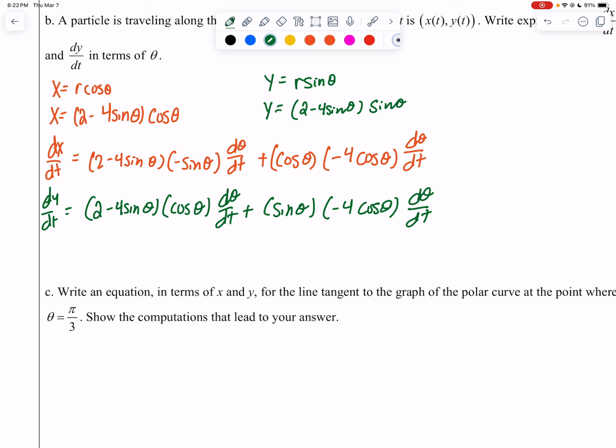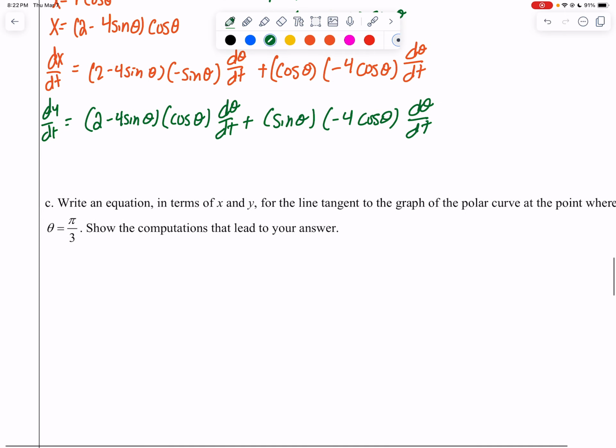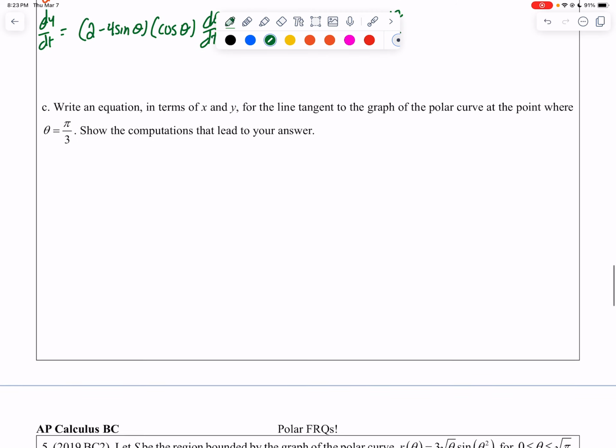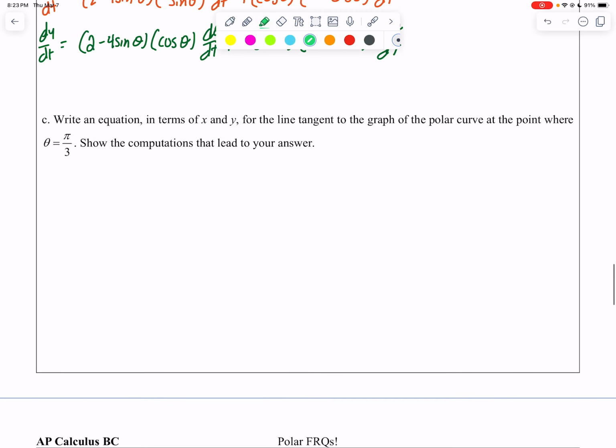All right, so let's look at part C. We want to write an equation in terms of x and y for the tangent line to the graph of the polar curve at the point where theta is equal to pi over 3. And we want to show the computations that lead to our answer. So here, whenever it says show the computations, it's going to ask us to actually figure out what we're plugging in. Yes, we could do this on the calculator, but remember it says show the computations.